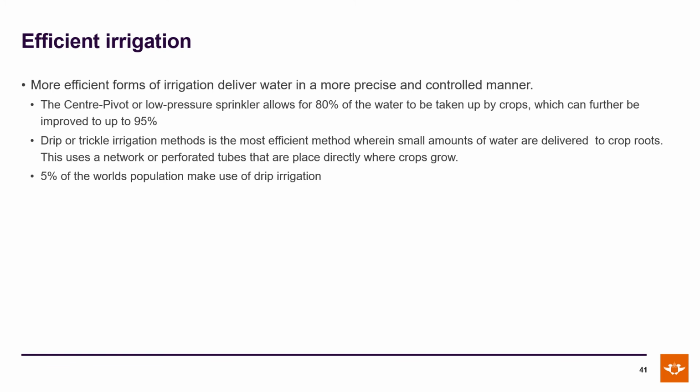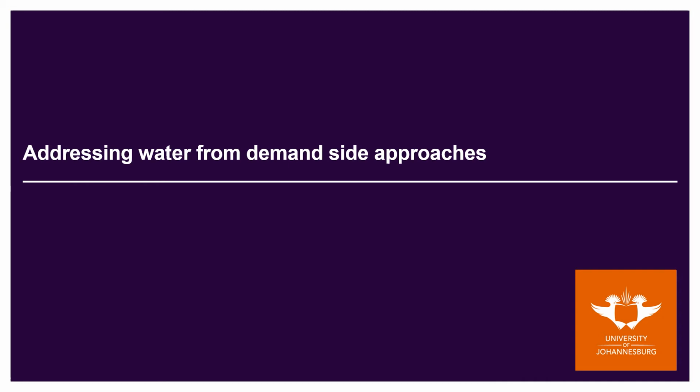And then drip or trickle irrigation is probably the most efficient method, which relies on using small amounts of water delivered directly to where your crop roots are, and that makes use of a network of perforated tubes placed directly where your crops grow. But only 5% of the world's population actually makes use of this highly effective method.